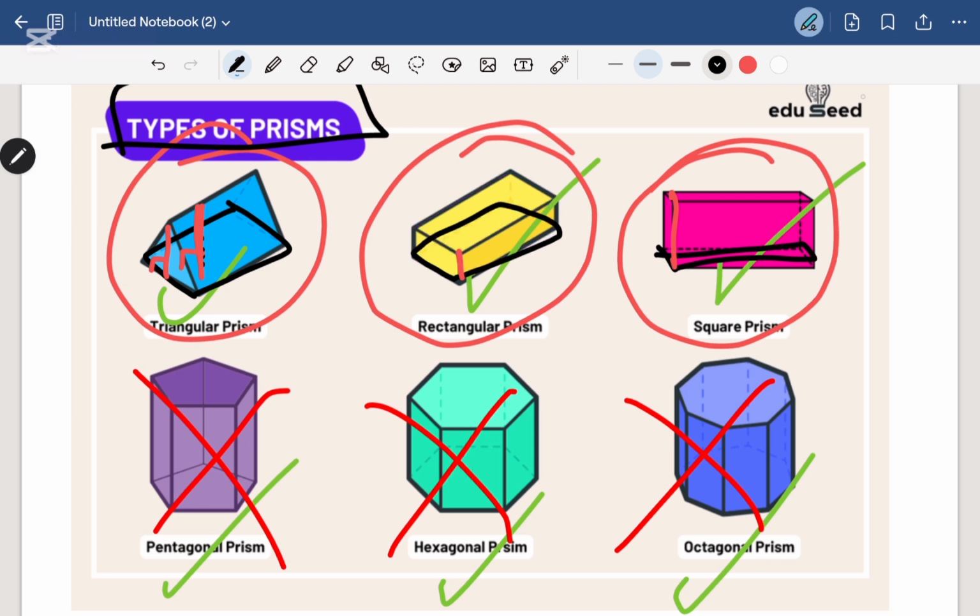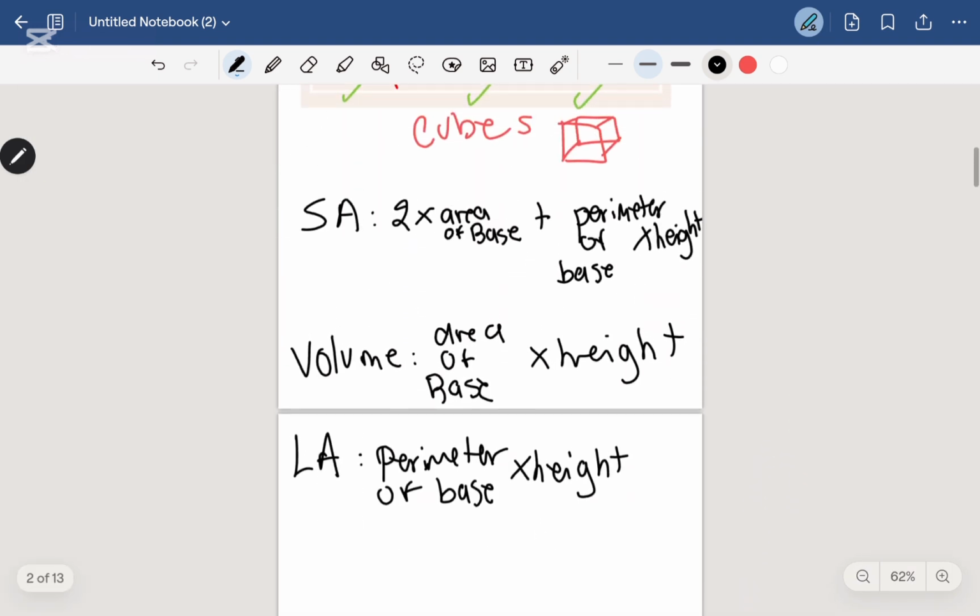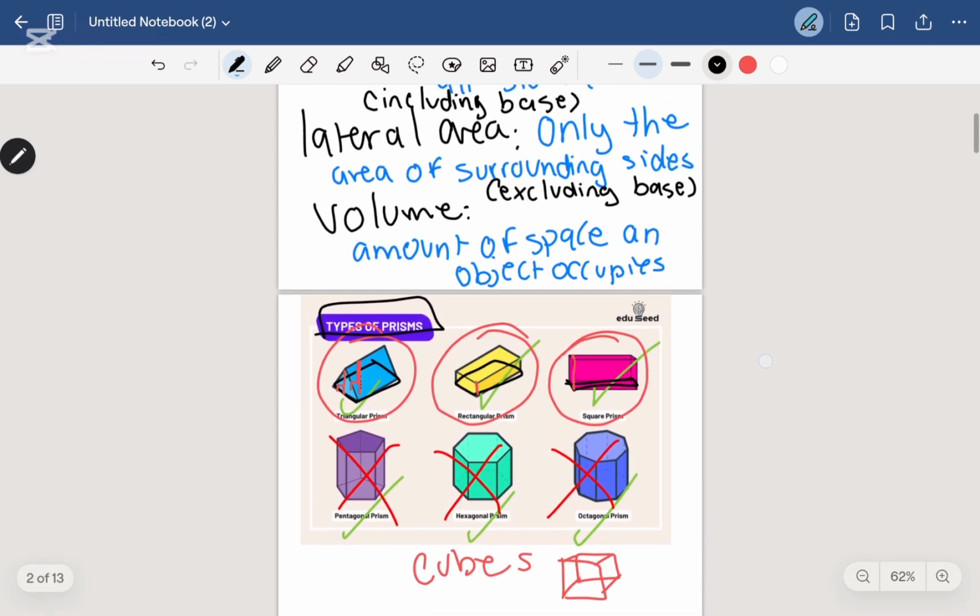However, dealing with the lateral area, it is only the area of the side. So it's this side, plus this side, plus this side, plus this side's area. Okay, and we exclude the bases. This is very simply it. So like that, we finished with the prisms.